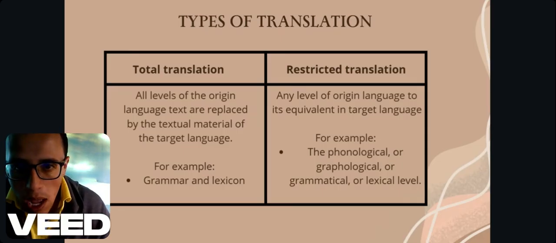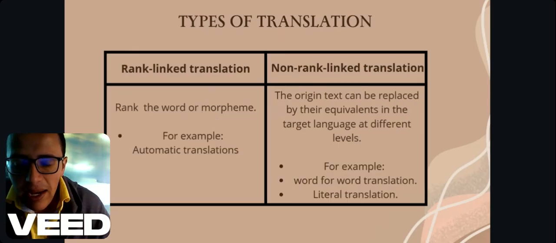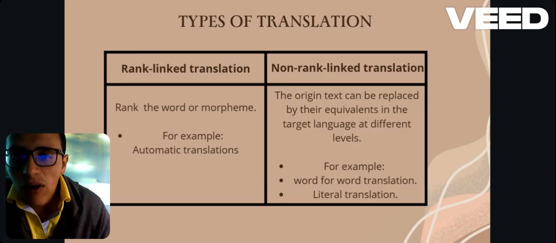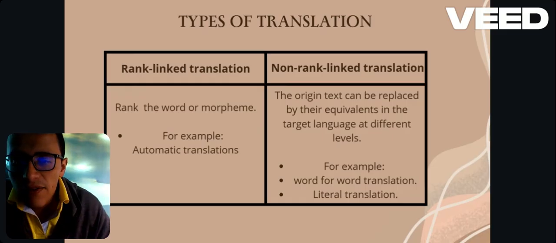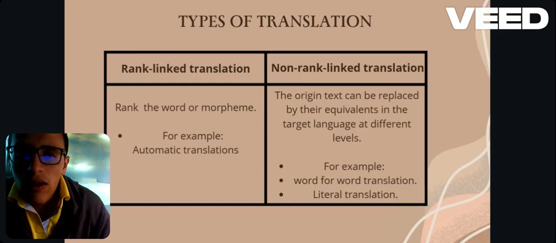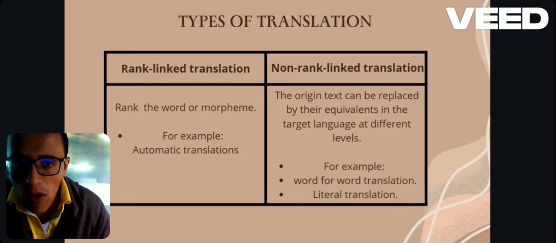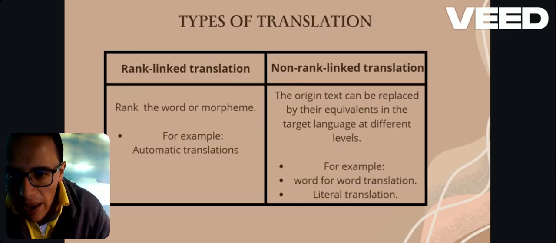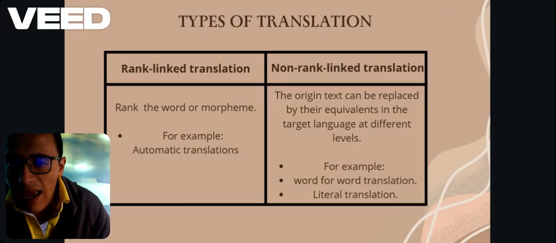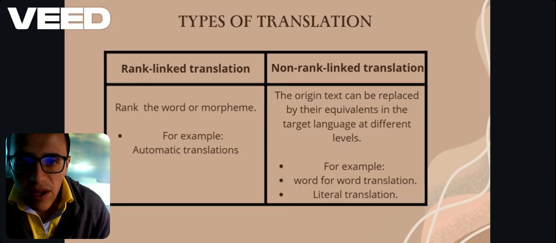Now I am going to talk about rank-bound translation. This kind of translation is applied only to the word and morpheme, but it is not applied to higher levels such as clauses or sentences. Here we have an example of this kind of translation: it is automatic translation.